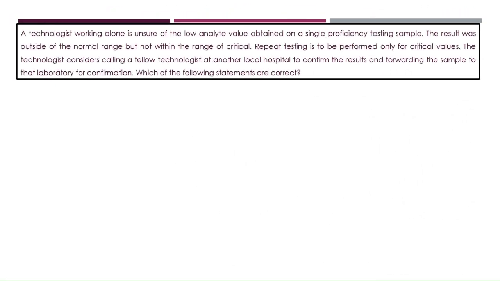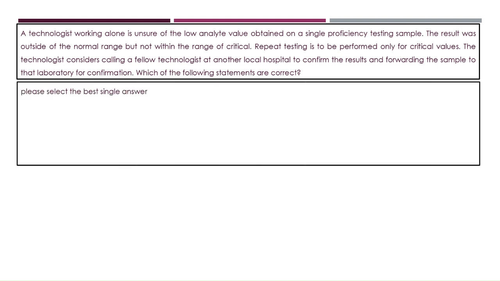A technologist working alone is unsure of the low analyte value obtained on a single proficiency testing sample. The result was outside of the normal range, but not within the range of critical. Repeat testing is to be performed only for critical values. The technologist considers calling a fellow technologist at another local hospital to confirm the results and forwarding the sample to that laboratory for confirmation. Which of the following statements are correct?